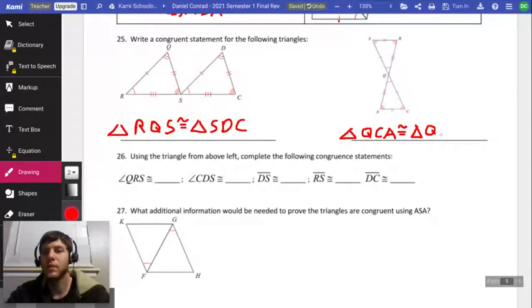C has 2 arcs, so it's going to match up with S. And then A has 3 arcs, so it's going to match up with R. So triangle QCA is congruent to triangle QSR. But again, six different ways to name this.